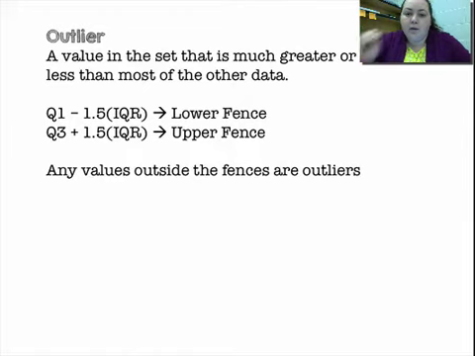So I'd find my IQR, I'd multiply it by 1.5, and I would subtract that value from quartile 1. That would give me if it's really, really low. And then if I wanted to find the upper outlier, I would take quartile 3 and I would add 1.5 times the IQR. Any values that are outside of those fences would be considered outliers.